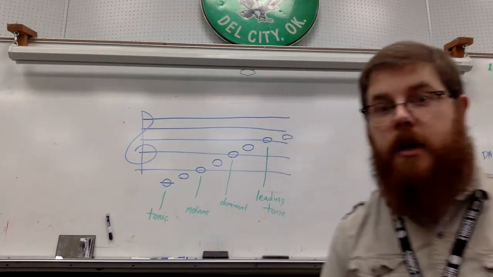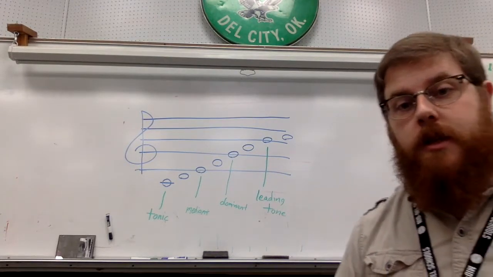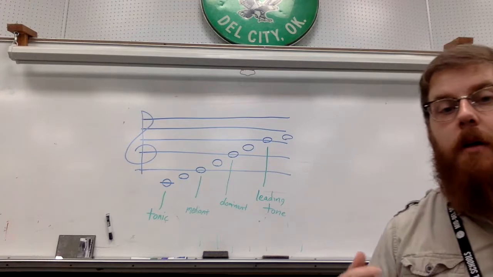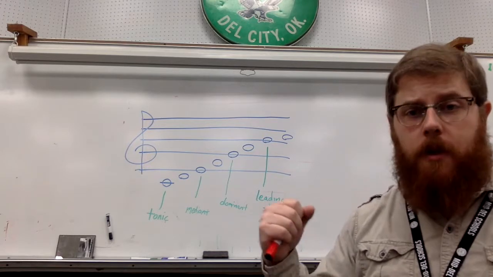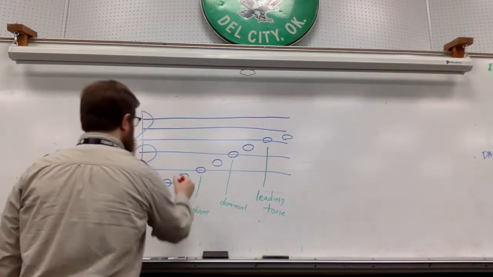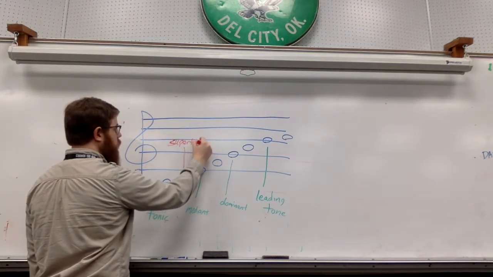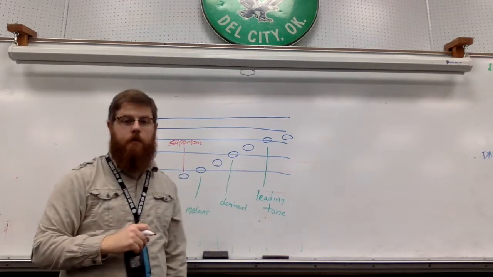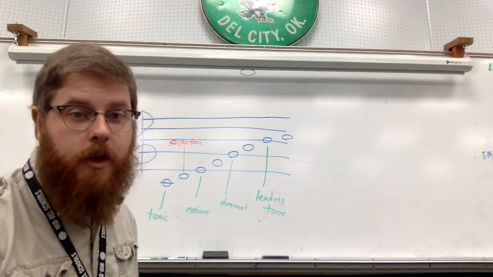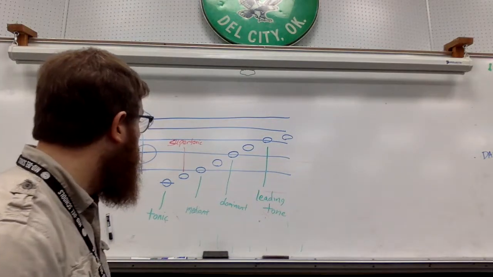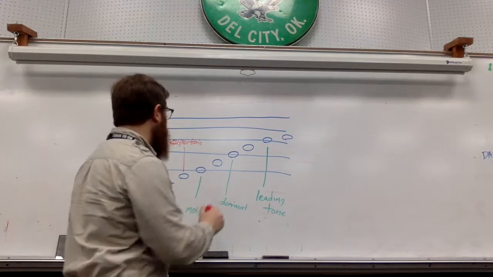So now, if we understand that we have prefixes that change these ideas, the next couple notes make sense. So above the tonic, I have the supertonic. It's above the tonic. That's really hard to read. I should have written that bigger. Oh well, you get the idea. Supertonic. Super meaning above. Below the dominant, I have the subdominant. It is less than the dominant.